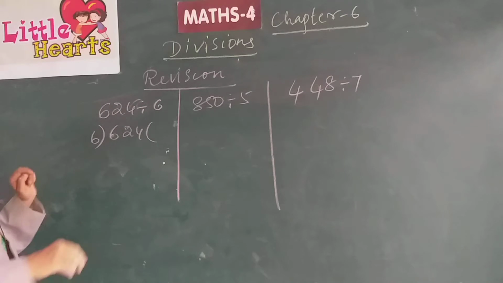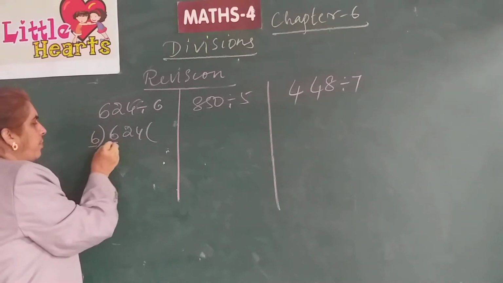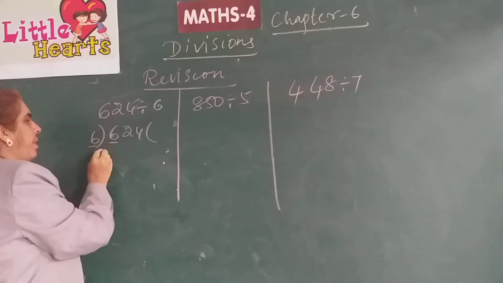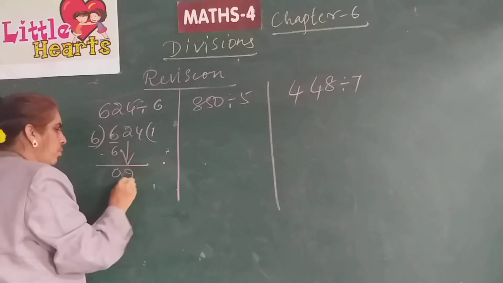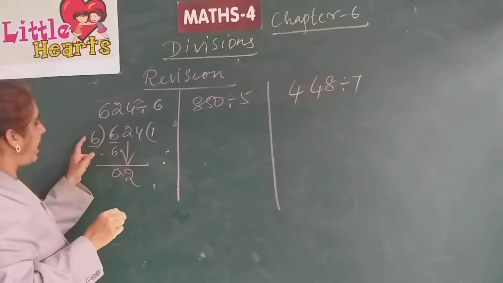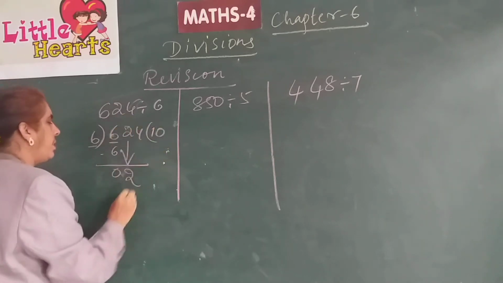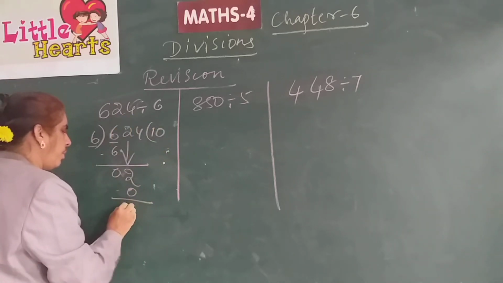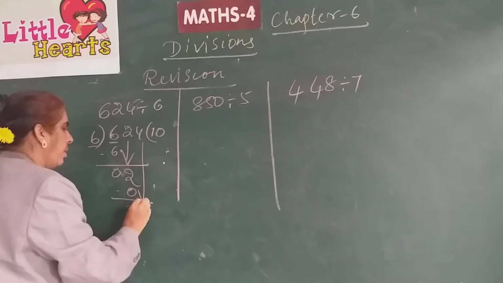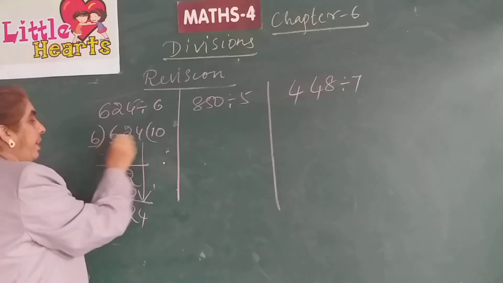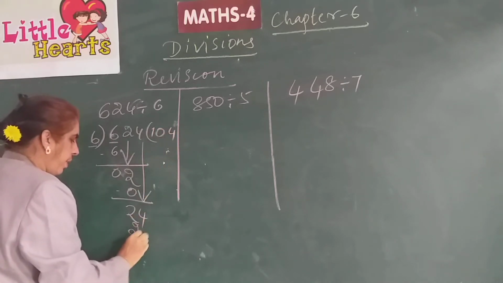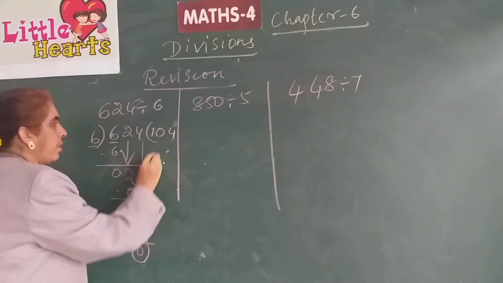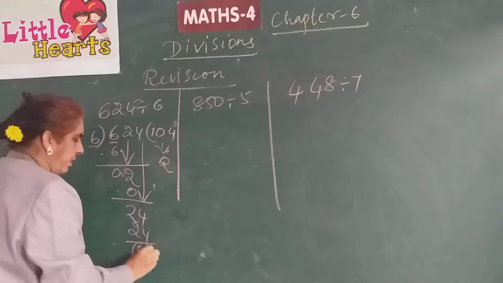624 divided by 6. As the divisor and the hundreds place digit are equal, you take only 1 digit. 6 1s are 6. Bring down 2. As 2 is less than 6, we go with 6 zeros are 0. So 2 minus 0 is 2. Bring down 4. Now it is 24. 6 4s are 24. This is the quotient and this is the remainder.